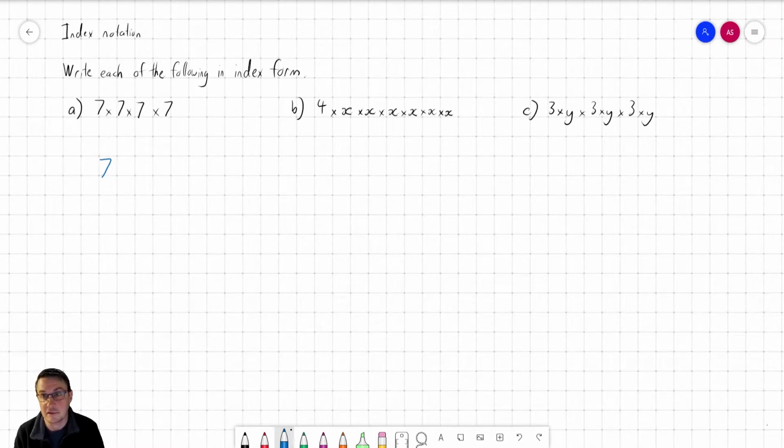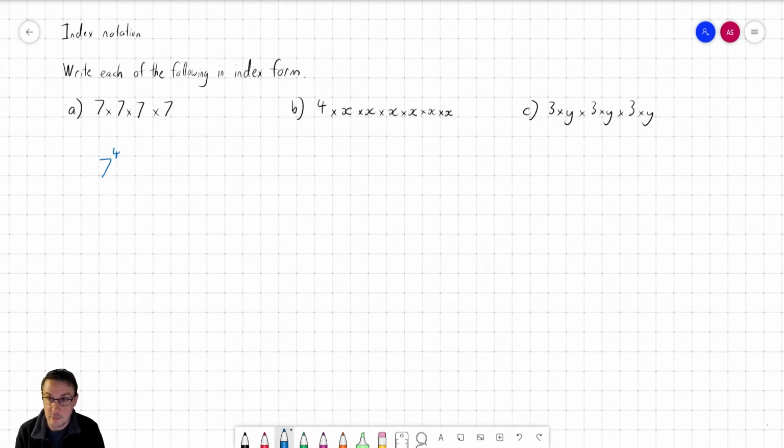The next part is to identify the index. The index is determined by the number of bases we have being multiplied together here. In this case, we can see that there are 4 being multiplied together, so 4 sevens being multiplied. Then the power is going to be to the power of 4. That's the first example done.